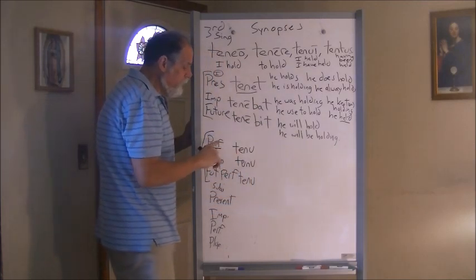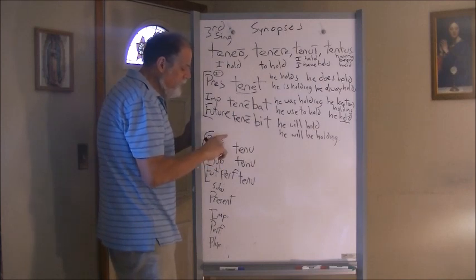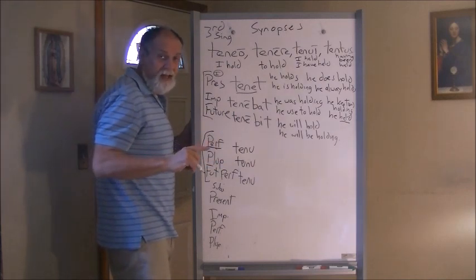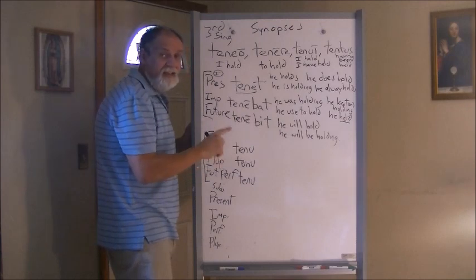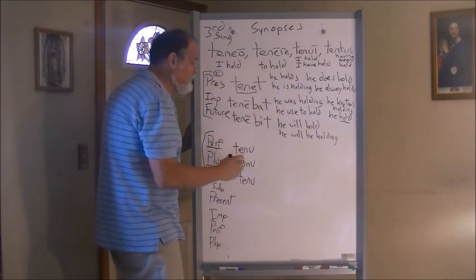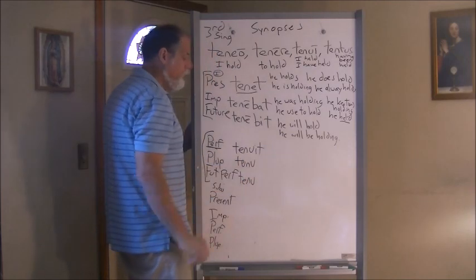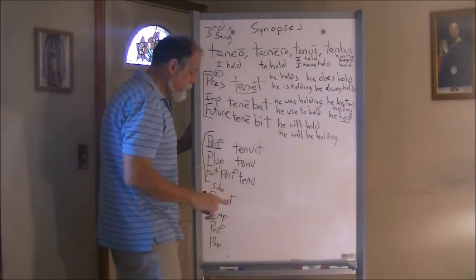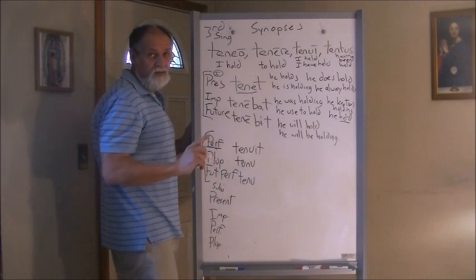For the perfect, we're only going to have the personal endings. There's a special set of personal endings for the perfect. I, isti, it, imus, istis, erunt. We're doing third person singular, so we have tenuit. All right, no macron there. Tenuit. The pluperfect has its own tense sign.